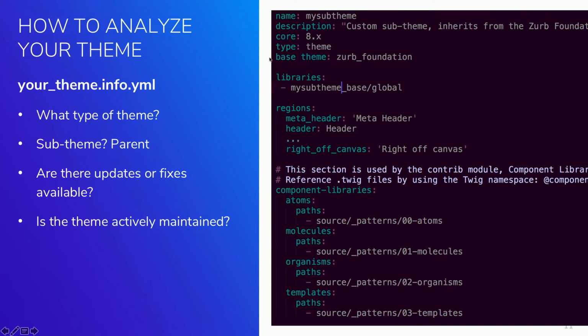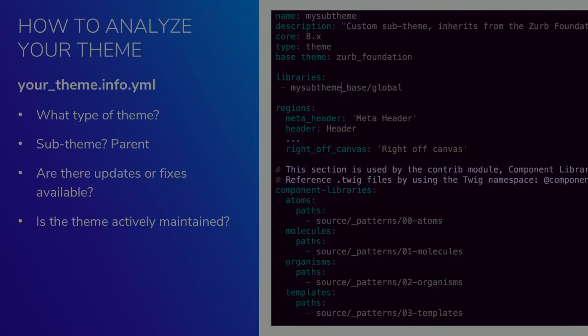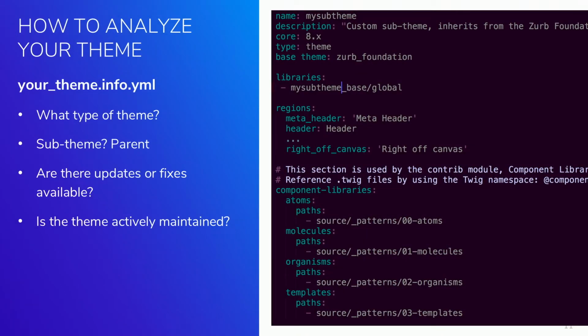Another thing on the screen here, I don't think it's working. That's okay. Down at the bottom there's component libraries. So right away, just by looking at this file, I see that there's a Pattern Lab instance going on. So I can get a good idea of where my other theme files are. It's a little bit more complex in this case.